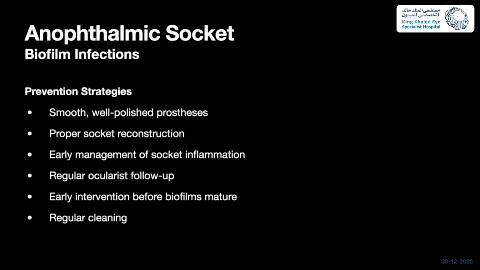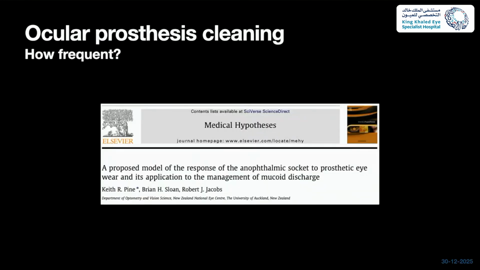Some of the prevention strategies: we should have a smooth, well-polished prosthesis, proper socket reconstruction, early management of socket inflammation, regular ocularist follow-up, early intervention before the biofilm matures, and regular cleaning. So regarding ocular prosthesis cleaning, how frequently should we advise the patient to clean their prosthesis? Here is a nice review in which the authors proposed a model of response of the anophthalmic socket to prosthetic eyewear and its application to the management of mucoid discharge.